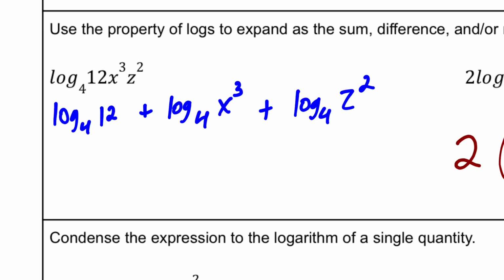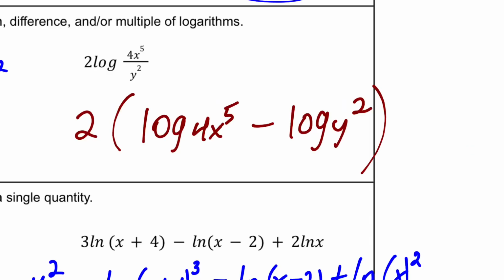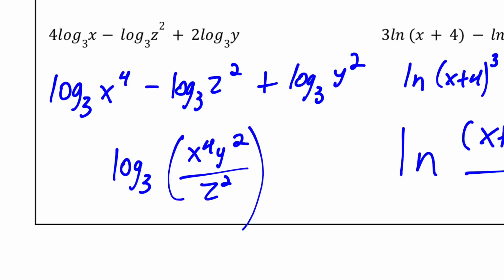Since this one has the product of 12x to the 3rd and z squared, you can split them apart into a series of addition. Since this one has the quotient of 4x to the 5th and y squared, you can split them apart using subtraction. This one combines the two. We have some addition and some subtraction.